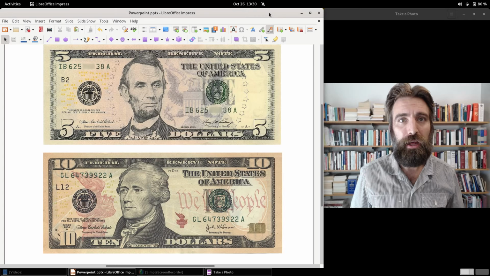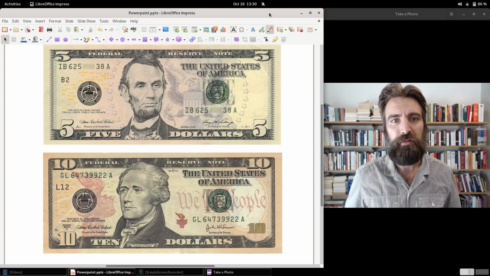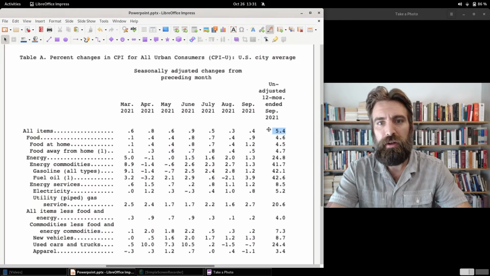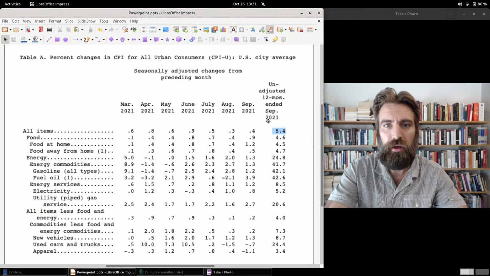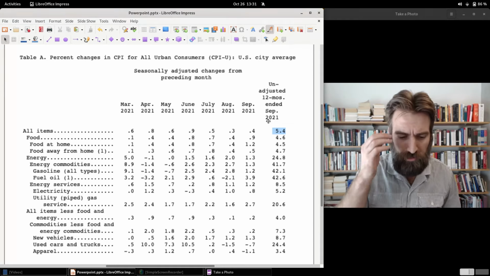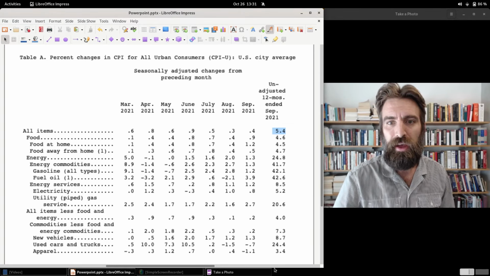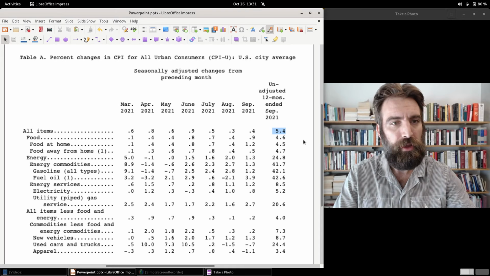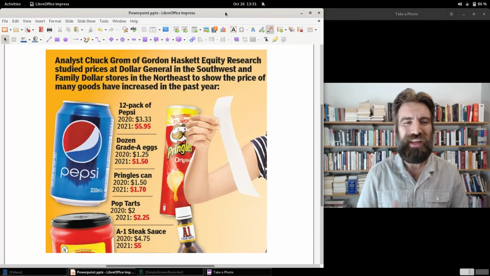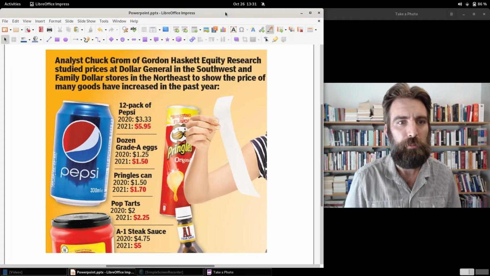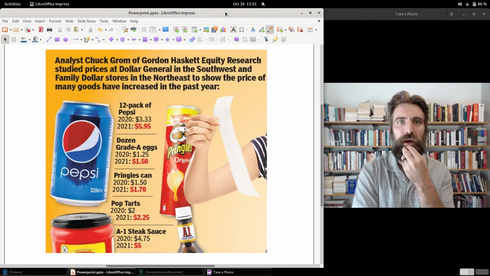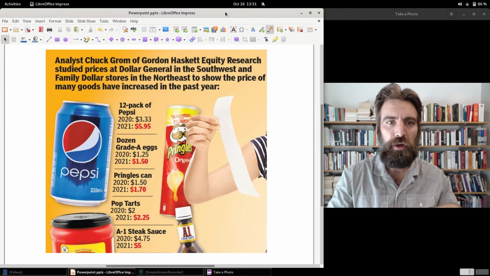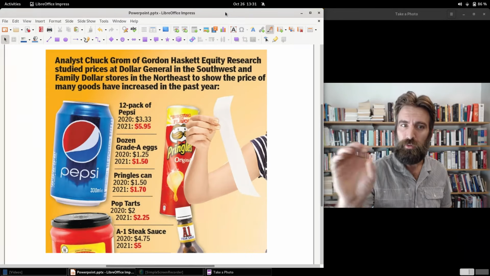So let's take a look at the data today, right now, the state of the U.S. dollar before we speculate about the future. Here's CPI data from the Bureau of Labor Statistics. Bureau of Labor Statistics is the agency that computes the CPI. And you look here, this is where the 5.4% increase is. Here's a little graphic. This might have been from the Wall Street Journal. I should have gone back and double-checked. But this analyst for an equity research company studied prices at Dollar General and Family Dollar stores across the country, and compared prices between 2020 and 2021.